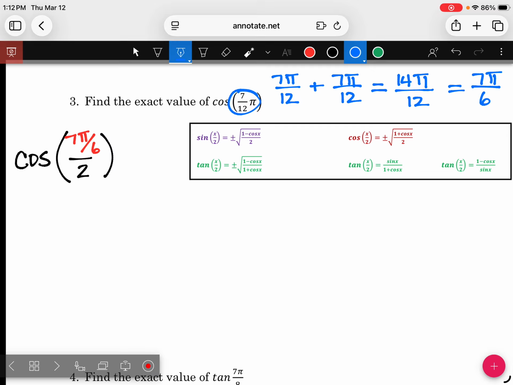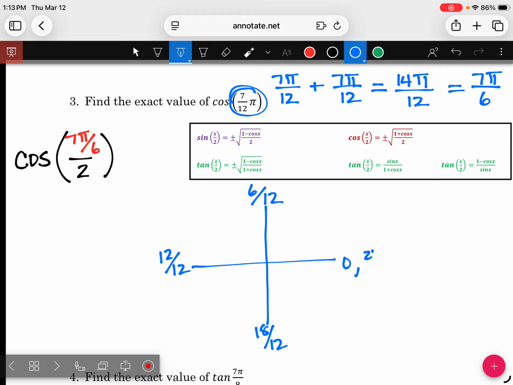We need to figure out what quadrant is 7 pi over 12. So I don't know if you all remember the trick I told you for radians. What do you have to count by when you go around across the unit circle? Count by half of what? Count by 6. Count by half of your denominator. So this would be 0. This would be 6 over 12. This will be 12 over 12, 18 over 12, 24 over 12.